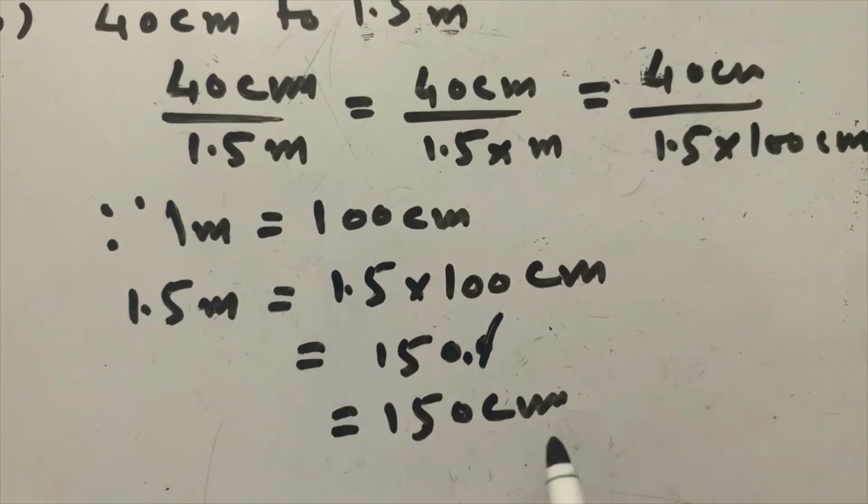1.5 meter is equal to 150 centimeter. First we have to convert the meter into centimeter.